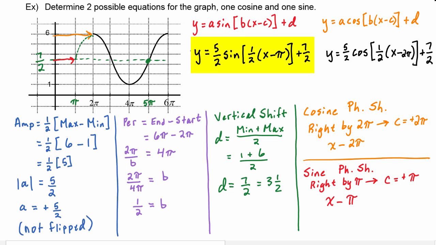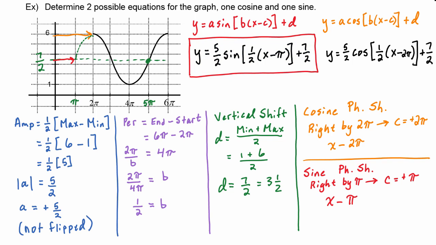So we have our sine equation, y equals 5/2 sine of the quantity 1/2 x minus pi plus 7/2. And we have our cosine wave, which is y equals 5/2 cosine of 1/2 x minus 2 pi plus 7/2.